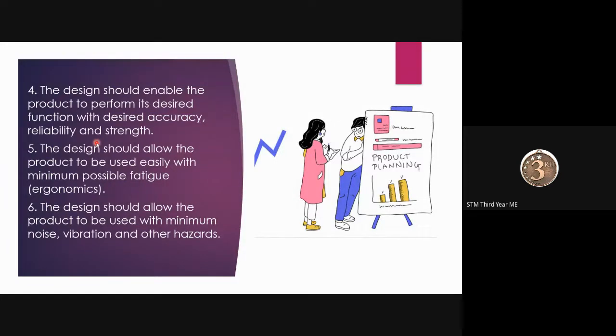So if we have chairs at our home and we can sit on them for many years, right? That is the reliability of that product. If we can use it for more time, then obviously that product is more reliable. Another example is the shaving blades you have used.